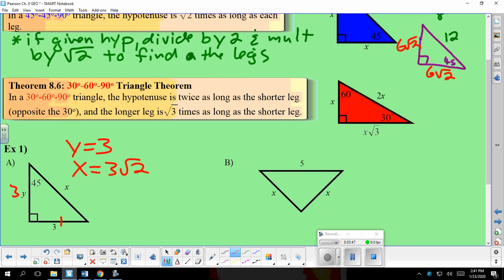Next one. I'm given the hypotenuse. I want to figure out the length of one of the legs. Remember what I told you. Take the hypotenuse, divide by 2 times the square root of 2. Done.